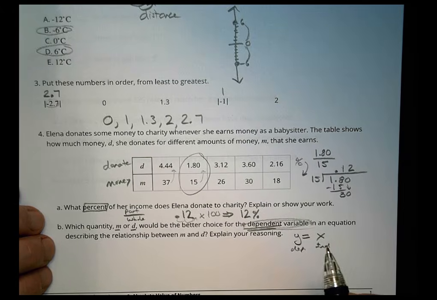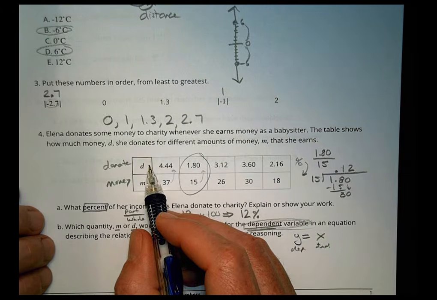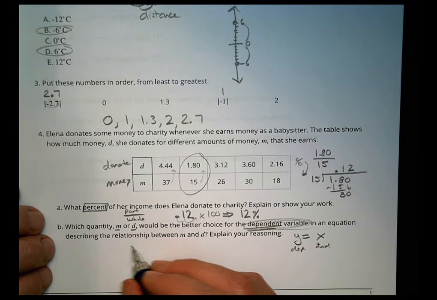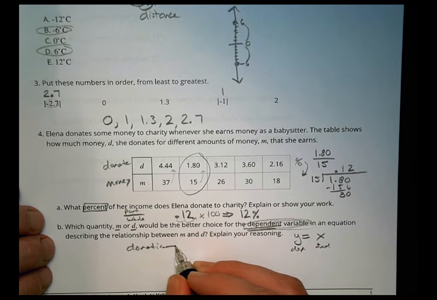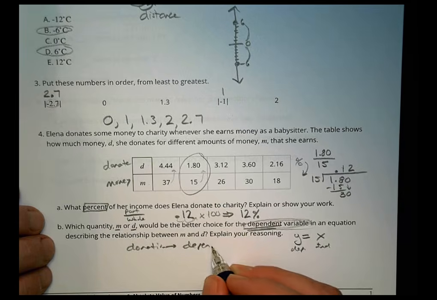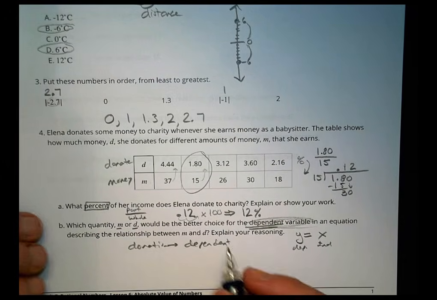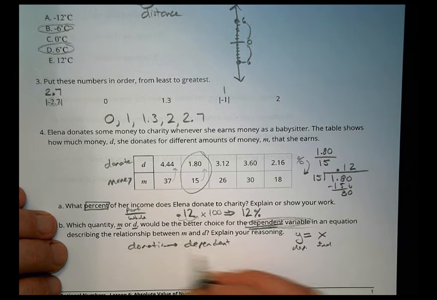So which was depending? Well, how much money she donates depends on how much money she makes. So we would say donation would be the dependent one, because however much she's donating is only dependent upon how much she actually makes. Now the next question on the next page does say to write an equation. So in this case, because the donation is the dependent part, we'll make that the y.